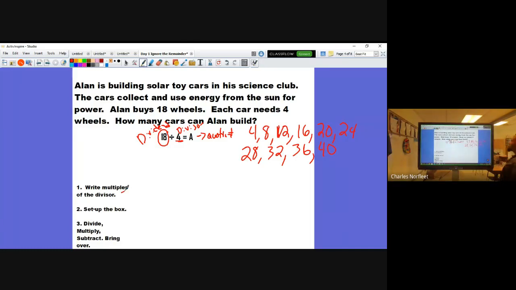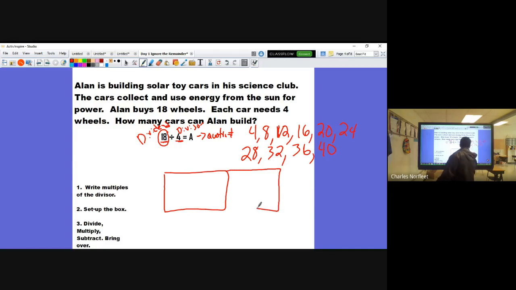The next thing I need to do is set up the box. And in this case, we look at the dividend and we count the number of digits in the dividend. We have 2 digits. We're going to set this box up with 2 boxes. And now we're ready to go through our steps. Divide, multiply, subtract, bring over.